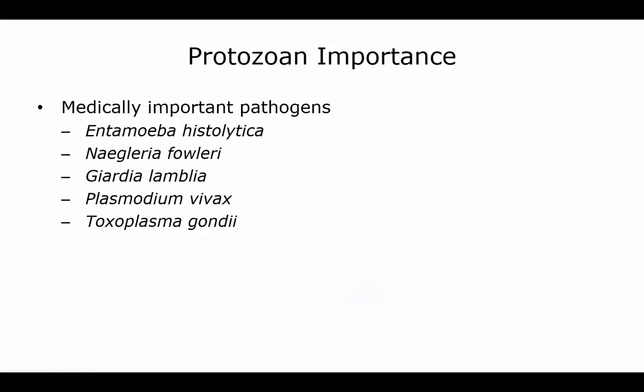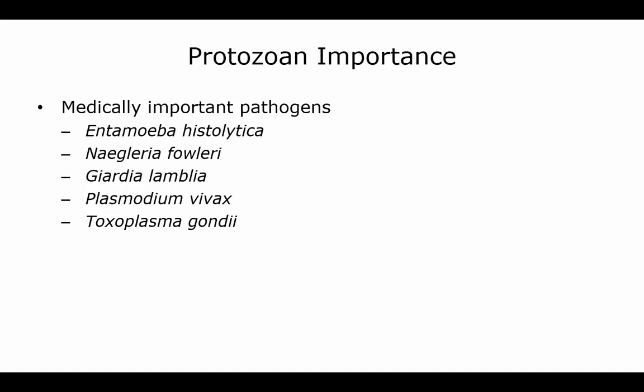Now, medically, we've got some that are very important. The Entamoeba histolytica causes intestinal issues. Naegleria fowleri causes brain infections. Giardia lamblia causes intestinal distress. Plasmodium vivax causes malaria. And Toxoplasma gondii, this is going to cause flu-like symptoms, and it can invade different organs in your body. We'll talk about this more as we go along because I have a personal story that goes with this one.